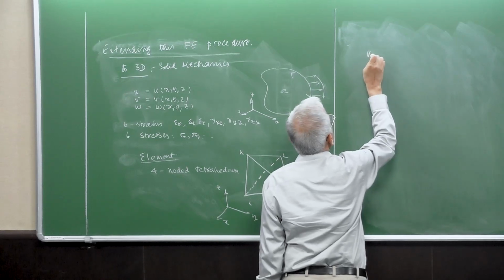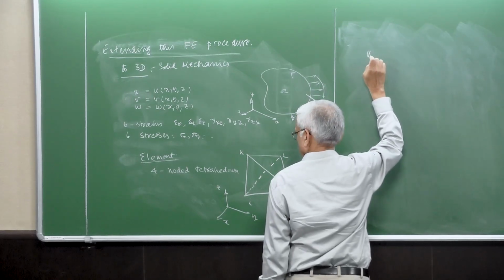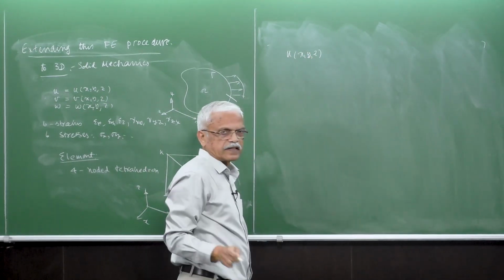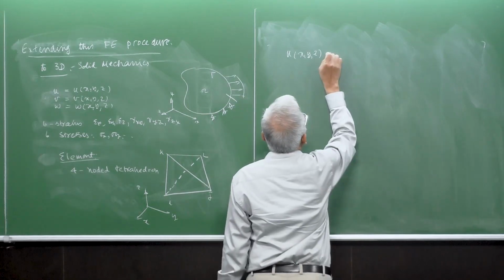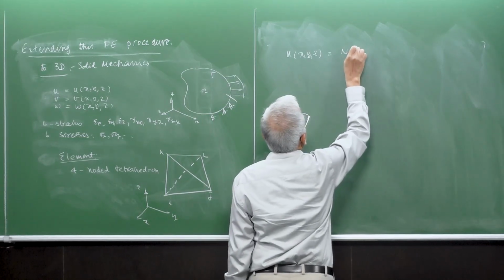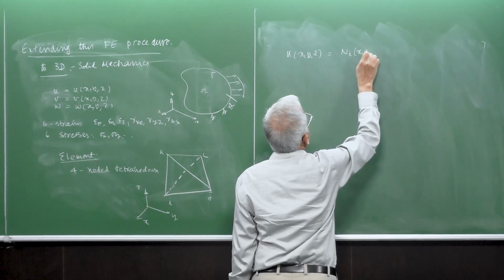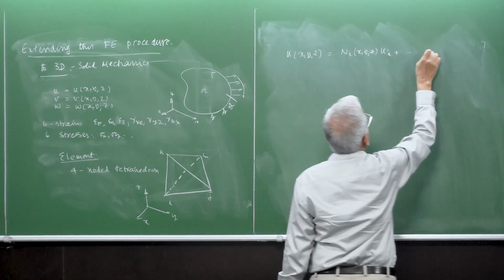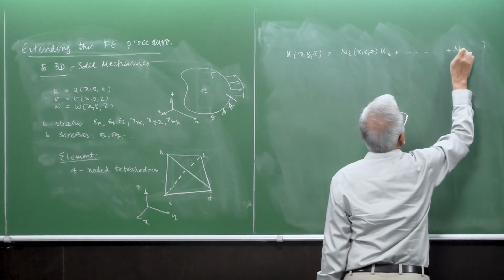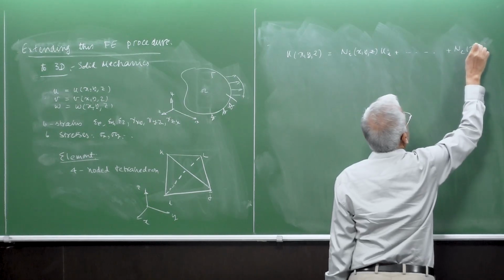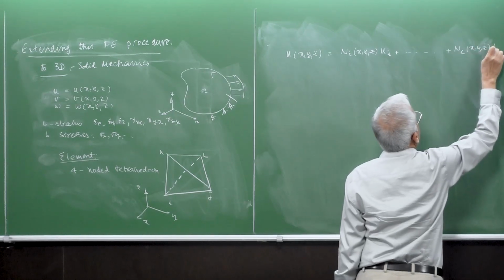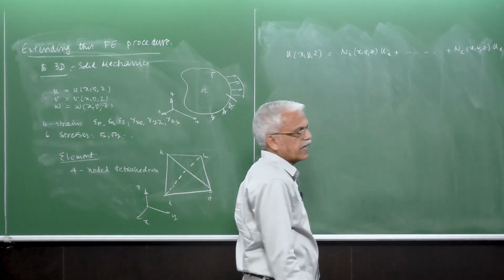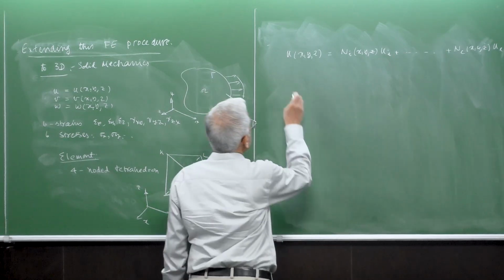So for example, if you want to find out the x displacement, we can write it in terms of, so I'll write it here. You can see here you have 4 nodes and 4 shape functions. So this is for u.